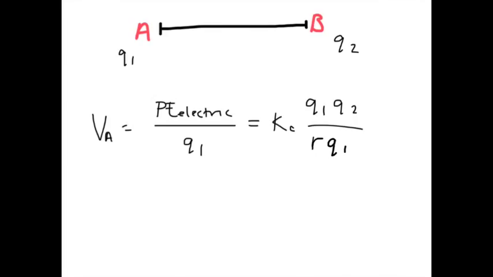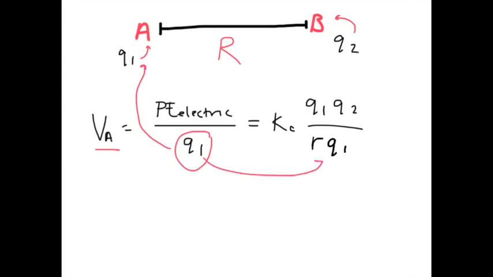So let's take this example where we have two charges. We have Q1, which is at point A, and then we have Q2, which is at point B. And we have some distance between them, which we'll call R. In this case, we'll use the equation for the potential at A, which is equal to the electric potential energy divided by Q1, which is the strength, again, of the charge at A. So we can substitute in this equation where electric potential energy equals Coulomb's constant times Q1 Q2 divided by R, and then we'll move over this Q1.